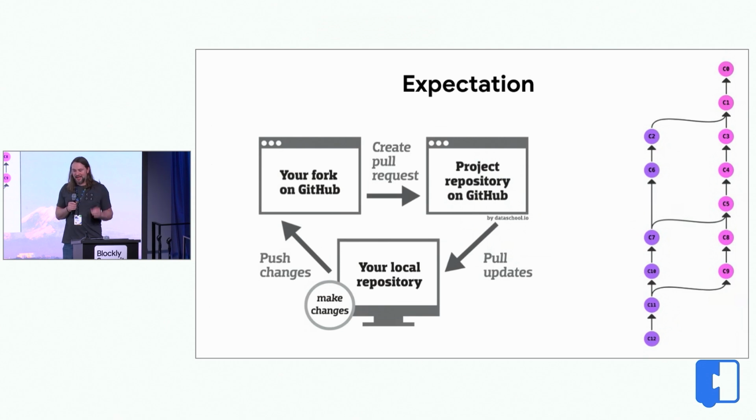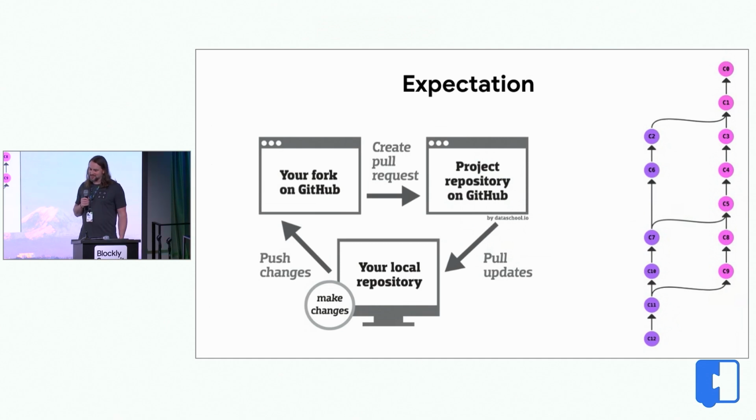I want to ground us in how many open source projects are structured. In the typical fork model, you fork the project, you make changes locally, you propose those changes via pull request, and that setup works great when the upstream and downstream move at similar paces. Things kind of keep close together.